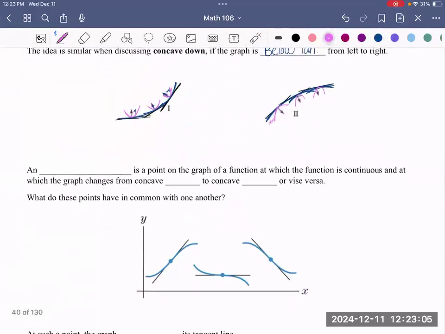Now, when we want to identify an inflection point, it is a point on the graph of the function at which the function is continuous and at which the graph changes from concave up to concave down, or vice versa. So there is a switch in direction.